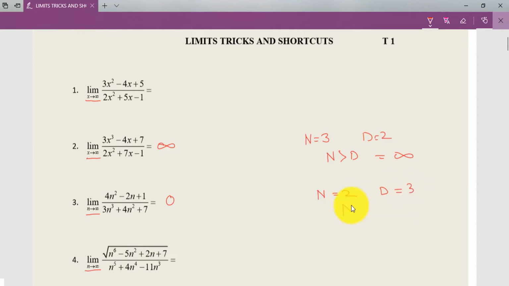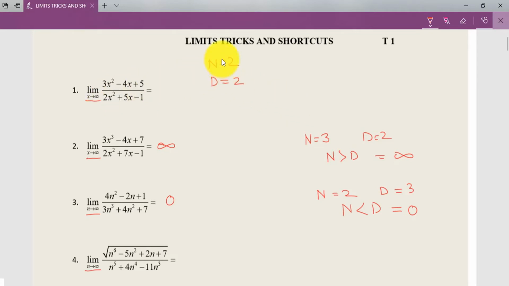So here the numerator is less than the denominator, and therefore your answer turns out to be 0. But in the first question, the highest power in the numerator is 2, and in the denominator the highest power is 2. And you should see that x tends to infinity, or any variable is tending to infinity, and here it is a polynomial and here it is a polynomial.